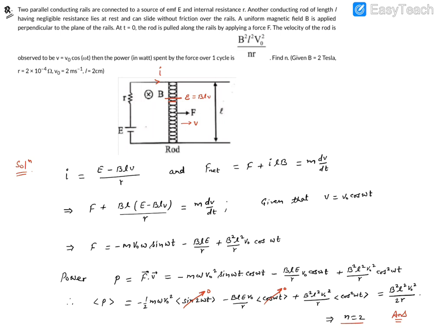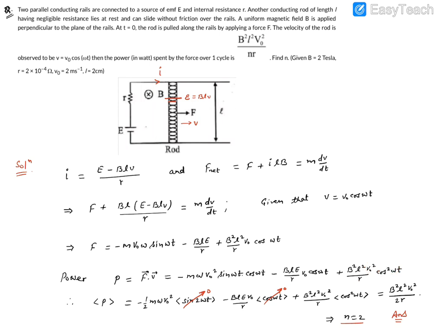Power delivered or spent by any force is given as force dot velocity. Since both are in the same direction, it will be FV cos theta, so it's like F into V. F is this, V is this, we need to multiply them. When you multiply them, this term will become minus m omega V naught square cos omega t sin omega t. This term will have a V multiplied, so that's minus BLE upon R into V naught cos omega t. This will have further V multiplied, so it's going to be B square L square by R times V naught square cos square omega t.